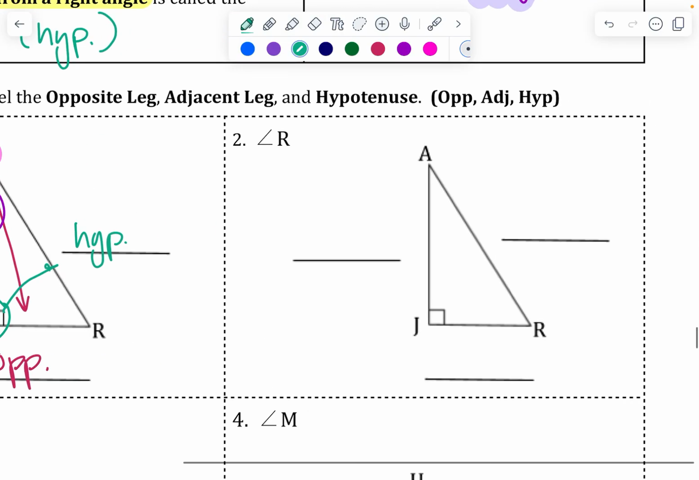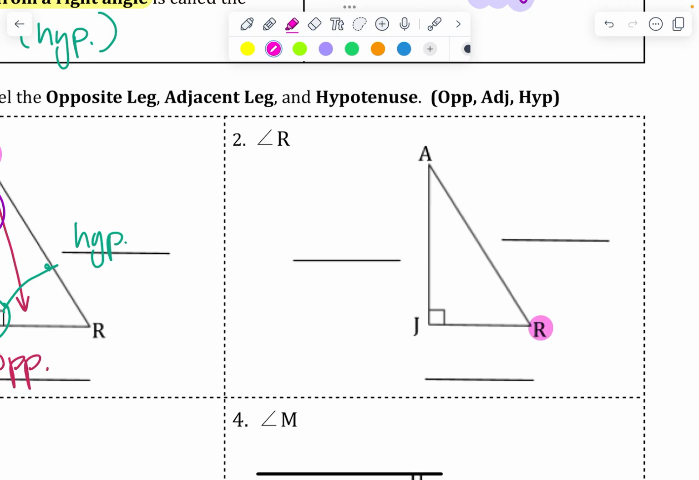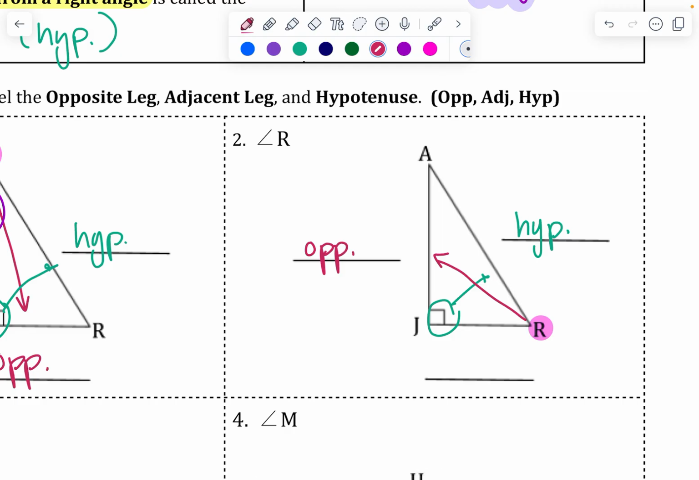So let's look at example 2. We're looking at angle R. I'm going to first take the hypotenuse out of the mix. Across from my right angle, this is the hypotenuse. Opposite to the angle is the opposite side. And the side right next to my angle is the adjacent side. I want you to try the next 2 examples and come back to the video.